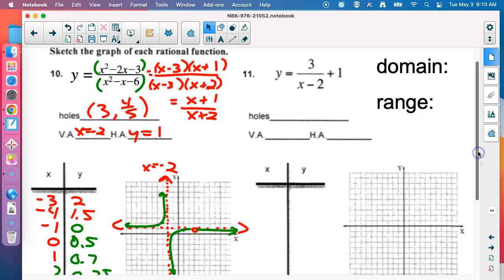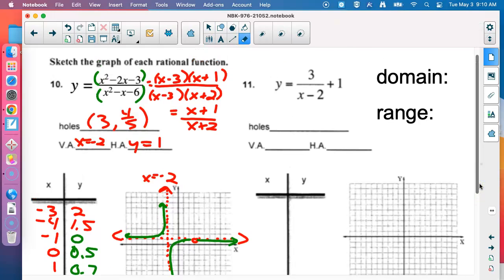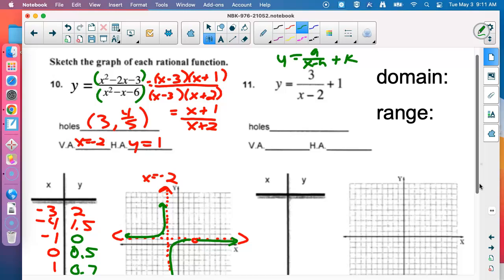Now, 11 is that different form. Oh, I'm not going to be able to fit that without scrolling up a little bit more. So with that form, do we get holes? No holes with that form. So we're going to write none. But it's super easy to find the vertical asymptotes and the horizontal asymptotes.